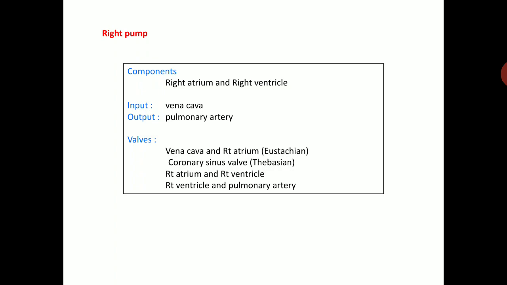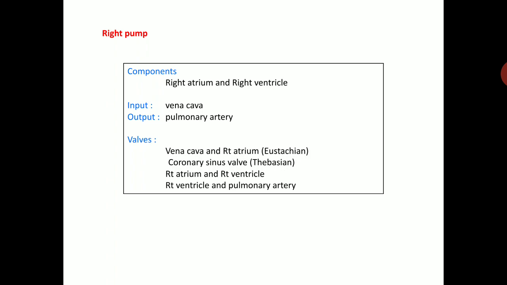Coronary sinus gives the blood of the heart, meaning it is the venous drainage of the heart, which is pumped into the right side of the atrium, or right atrium. So it is through the Thebesian valve. So the valve present is the Thebesian valve.